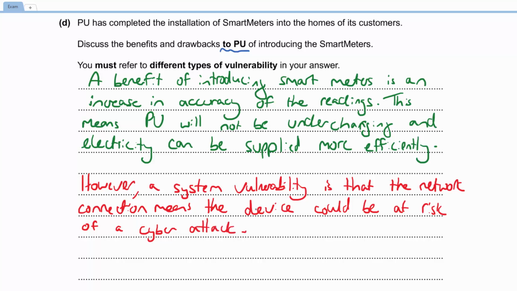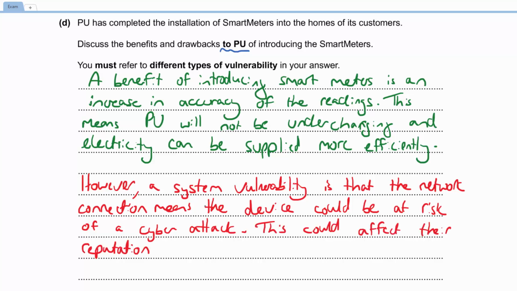There could be hackers maybe trying to gain access to a meter. So why is this bad? You've got to explain your point, otherwise you're just not adding too much to your answer. So why is it bad for the company? Well, this could affect their reputation, of course. No company wants to be victims of a cyber attack and it makes them look really bad.